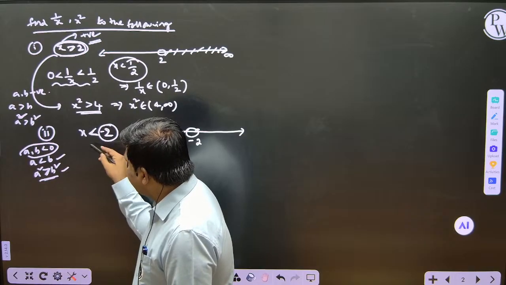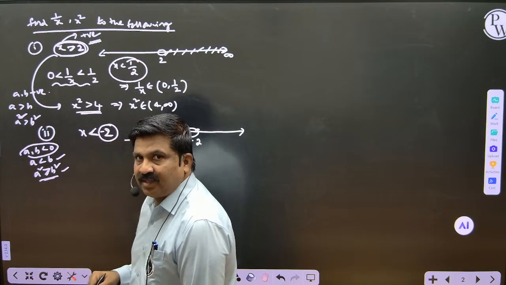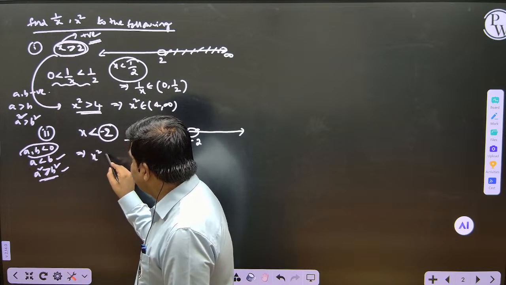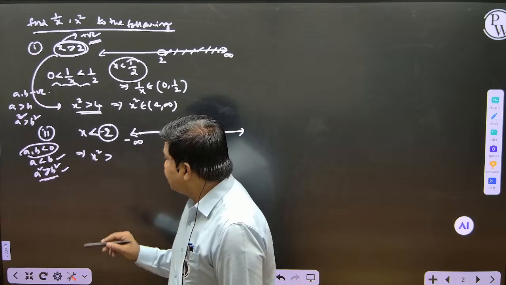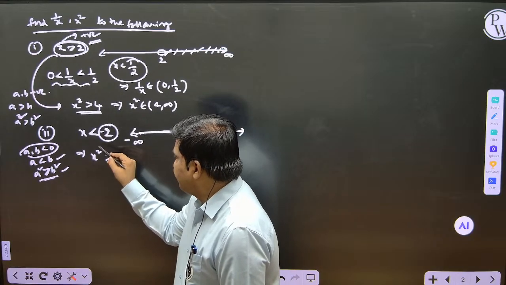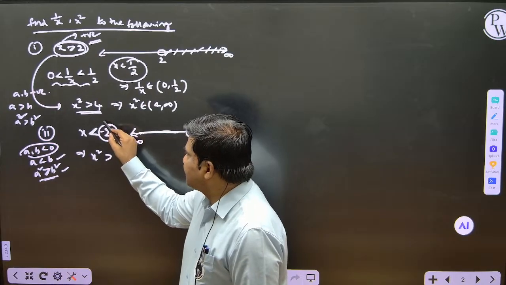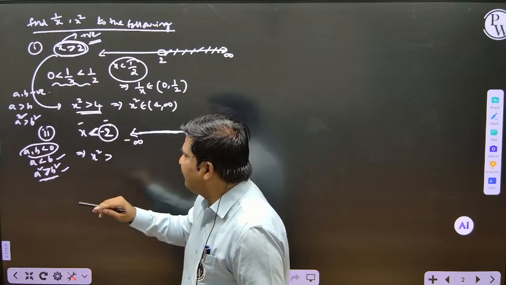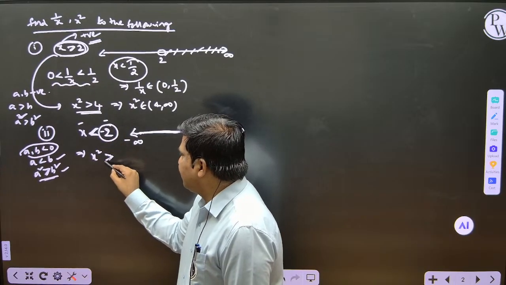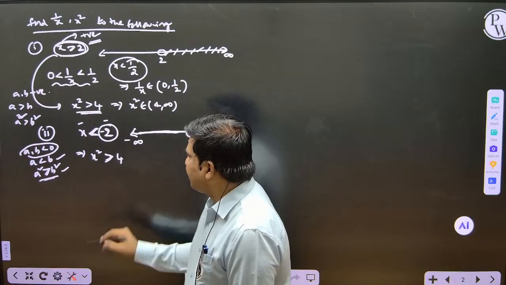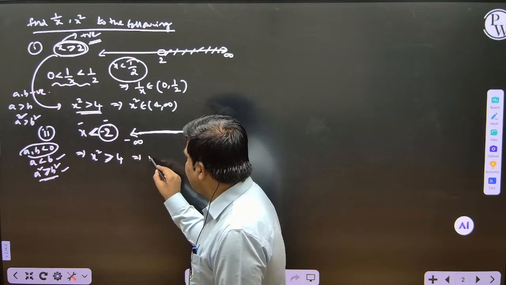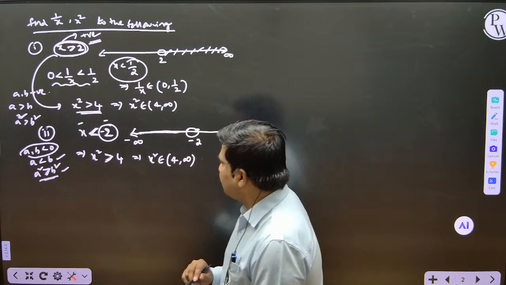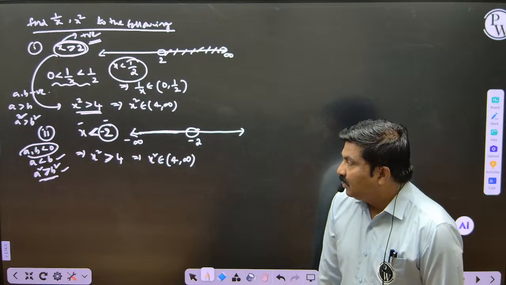Here x less than minus 2 means x is also negative. Both are negative, or not. By squaring it, what happened? The inequality will change. x square is greater than minus 2 whole square, which is 4. That implies x square belongs to (4, infinity).